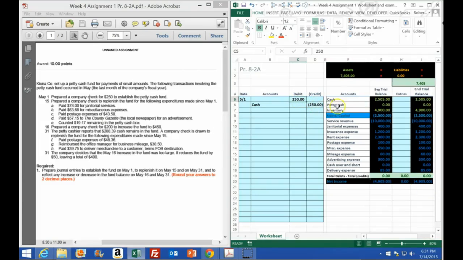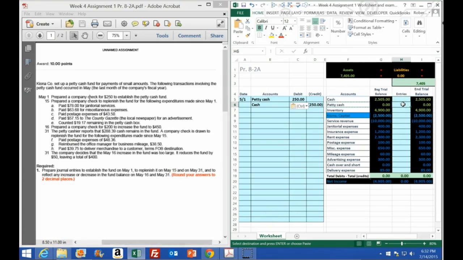We already knew that because we credited cash, so we will debit the petty cash. If we were to post this out, then in this center area, we have the beginning, the adjustments, and the ending. We could see what happens to our trial balance as well as the accounting equation.